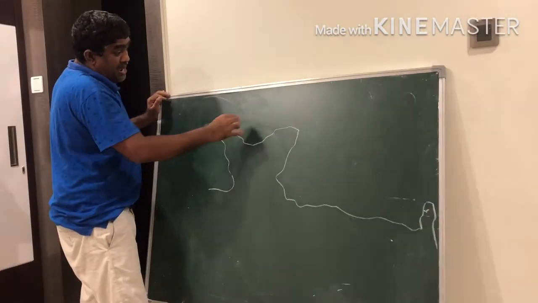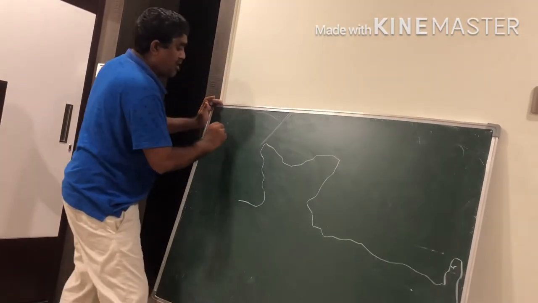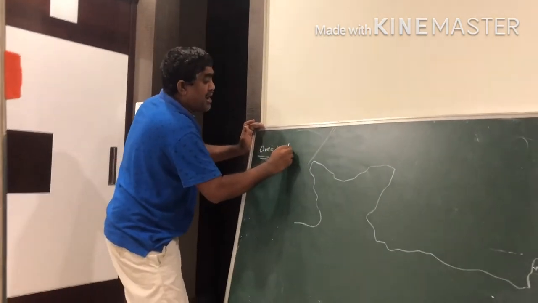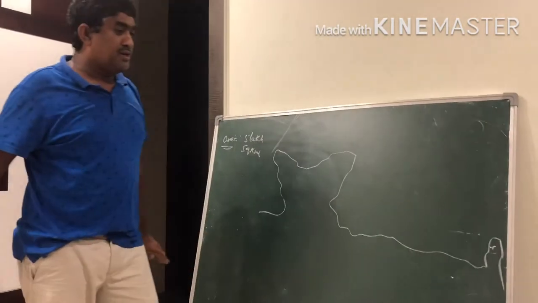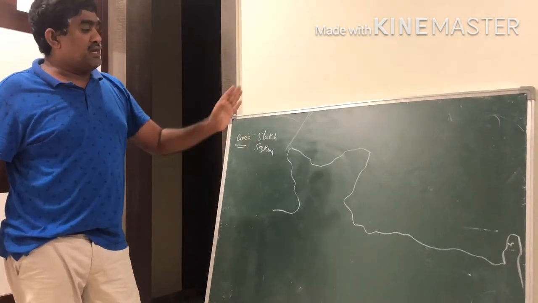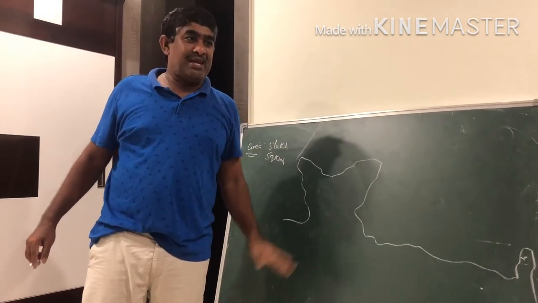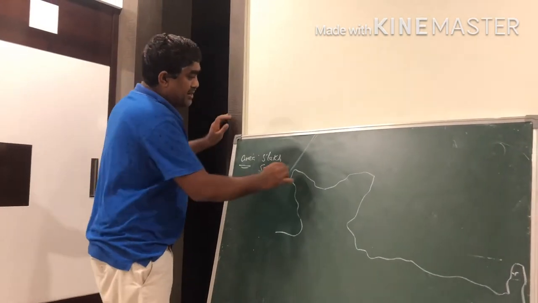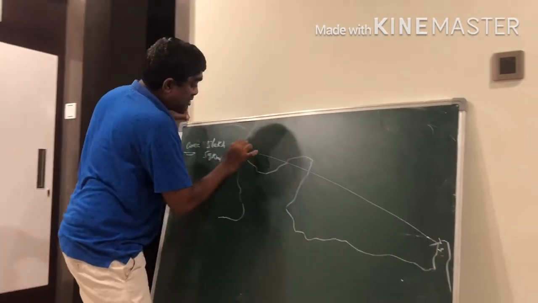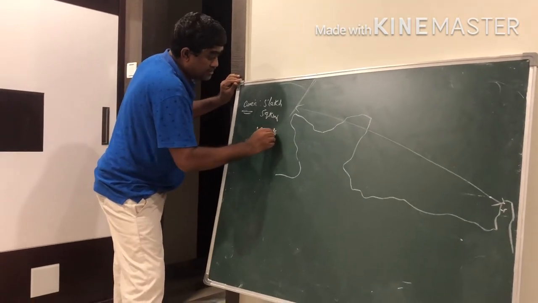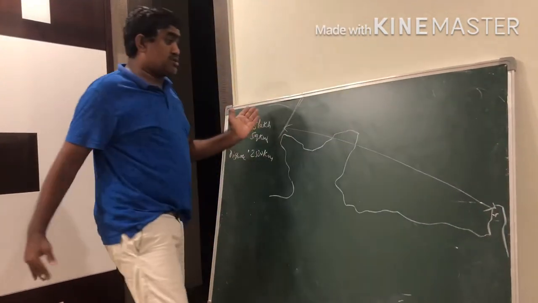Nearly, the Himalayas cover an area of 5 lakh square kilometers. How much area do they cover? 5 lakh square kilometers. That means so many countries are smaller than the Himalayas; that much area the Himalayas cover. And the length, from west to east, they cover a distance of 2500 kilometers from west to east.